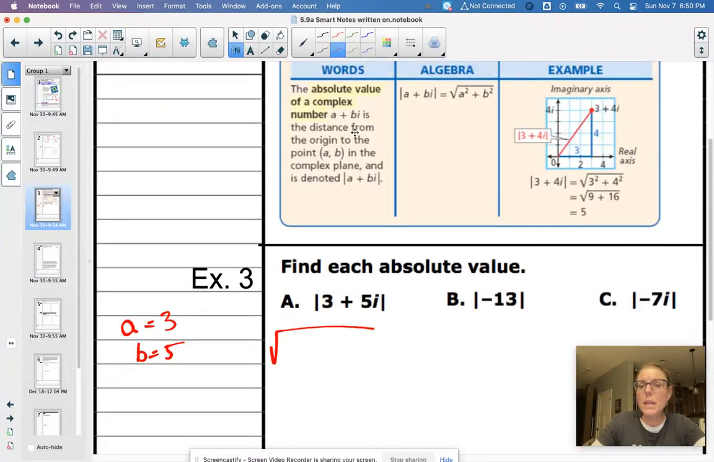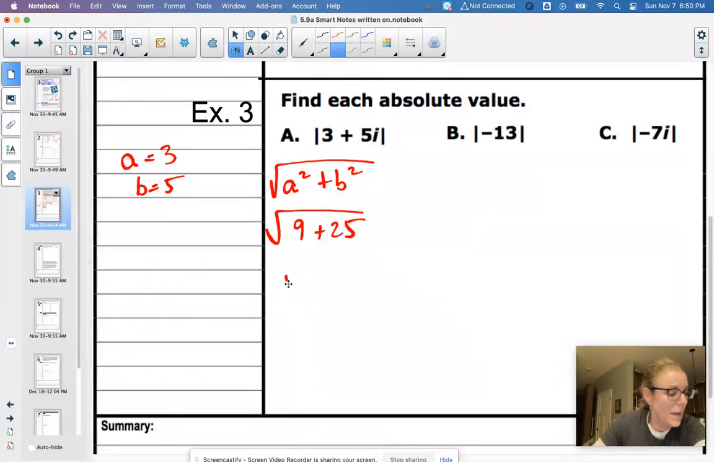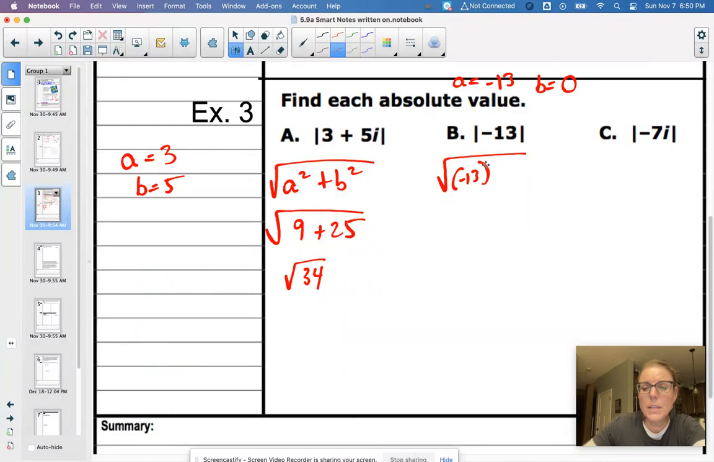Recall, I'm going to scroll up a little bit. a squared plus b squared. So we have 9 plus 25, because 3 squared is 9 and 5 squared is 25, which is the square root of 34. On this one, a is negative 13 and b there is 0. There is no i. So we have negative 13 squared plus 0 squared. That's 169, which is 13.